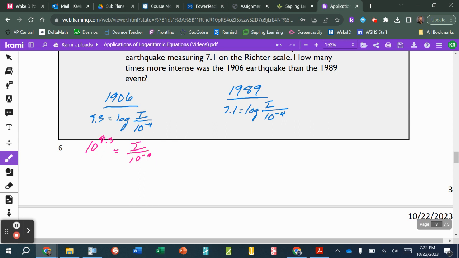Similar thing over here on the right for the 1989 earthquake. I have 10 raised to the 7.1 power is equal to I, or the intensity of that earthquake, divided by 10 to the negative 4th power.